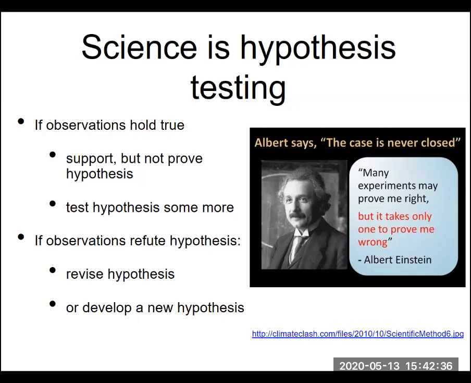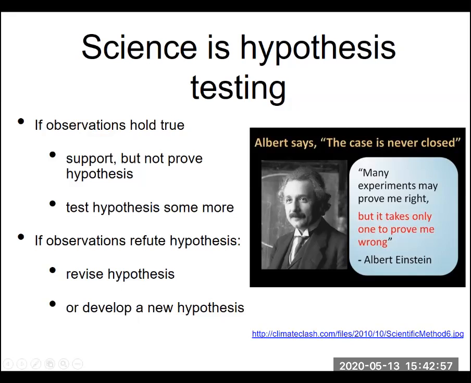If what we observe when we do the experiment is different from what we expected based on our hypothesis, we then have to revise the hypothesis or develop a new hypothesis. So what this means is basically what Albert Einstein says over here, the case is never closed.